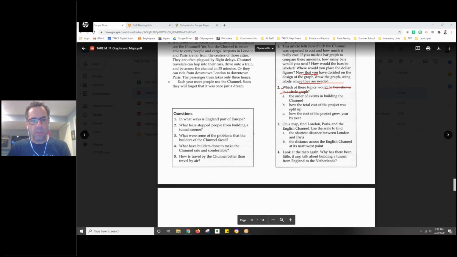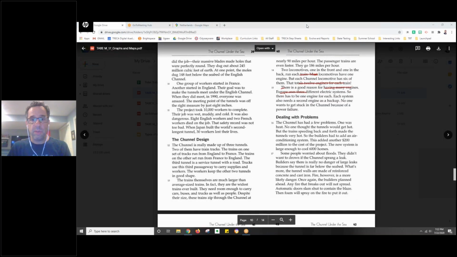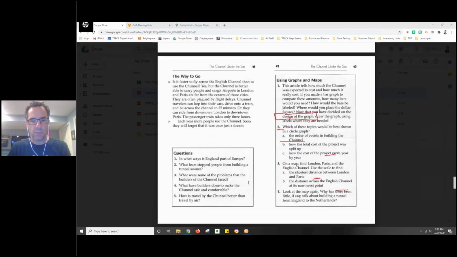What were some of the problems that the builders of the tunnel faced? So this is good practice for you. If your reading gives you headings, then it's great to go and look. What were some of the problems? Well, it tells you right here. There was heat. Builders had to put in air conditioning. People worried about floods. Fire is another problem. There's no breeze. So that was some of the problems.